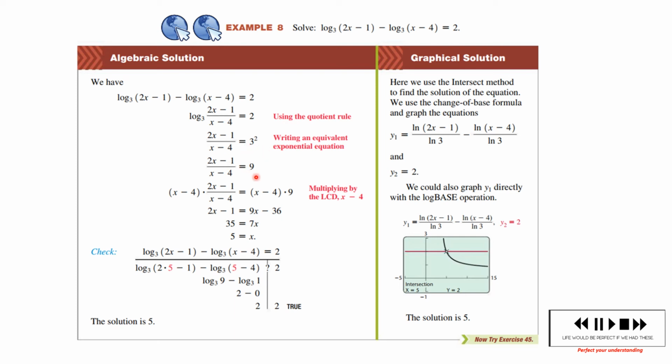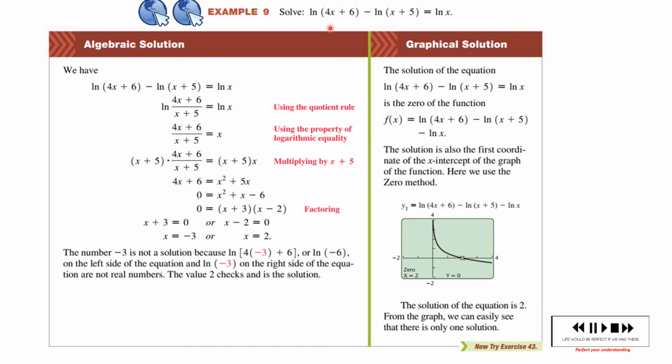I solve this by multiplying both sides by x minus 4, and I find that x is equal to 5 when I solve that. And it does check, so the solution is 5. For the graphical method, I changed this one to be the left-hand side, using the change of base formula to write these, and the right-hand side is simply 2. I will solve the intersection of these two, and I will get that the solution is 5. Again, you're invited to perfect your understanding by doing problem 45.